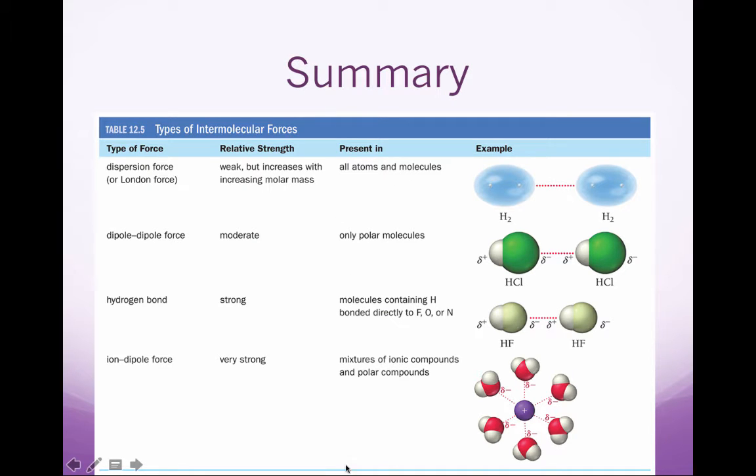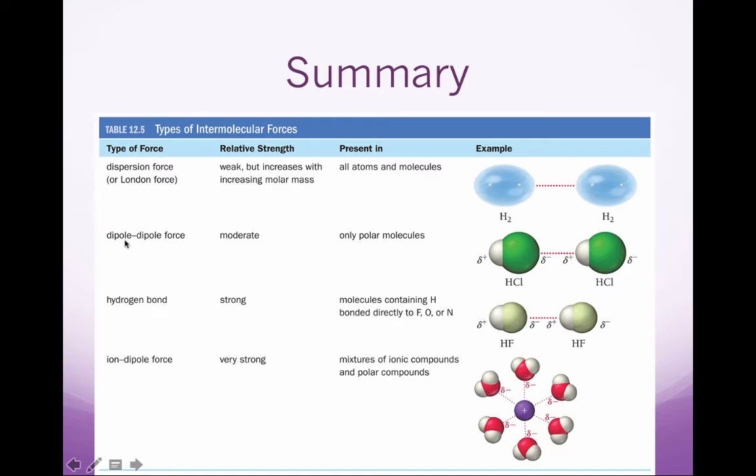So here is a summary. So from weakest to strongest, we have dispersion forces, which are weak, but they increase with molar mass. These are present in all molecules. And again, these are due to a temporarily induced dipole.